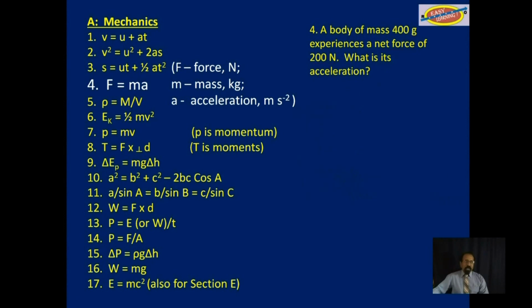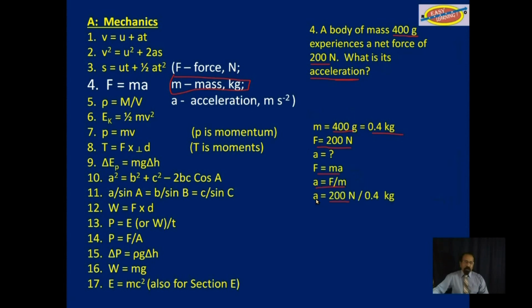Now we take a third example with F is equal to ma. A body of mass 400 grams experiences a net force of 200 newtons. What is its acceleration? Now this time the mass is given in grams, and we know that mass can only be in kilograms here. So we need to convert that 400 grams to kilograms. The force is in the right unit. We want to find acceleration. If F is equal to ma, then a is equal to F over m.